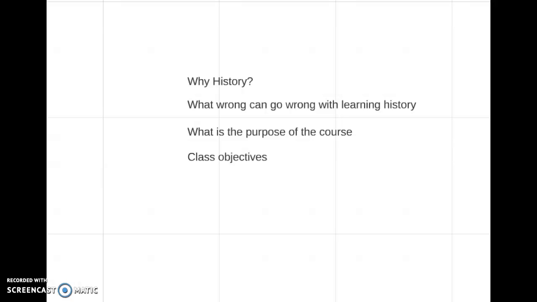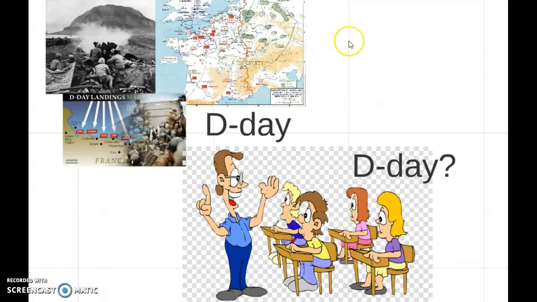Hello, class. What I'd like to do right now is go over a couple of ideas and objectives. One of the questions I'd like to look at is why we study history, what can go wrong with learning history, and what is the purpose of this course, and finally, what are the class objectives? So first, I'd like to explore what goes wrong when we try to explore history or teach history.